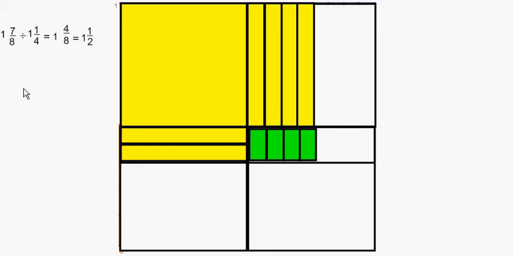Now, showing the technique where you change it to an improper fraction and then do our division is much, much faster. So here it is, 1 and 7/8. It takes 8 eighths to make 1 whole, plus my 7 gives me a total of 15 eighths. And it takes 4 fourths to make 1 whole, so 4 fourths plus the 1/4 I have is 5 quarters. And now 15 divided by 5 is 3, and 8 divided by 4 is 2. And so we get 3/2, which is 1 and 1/2. Much, much faster way of doing it.